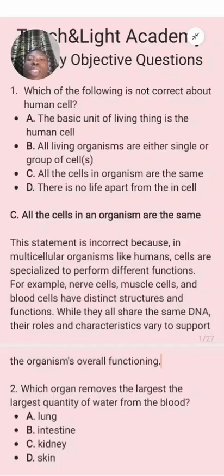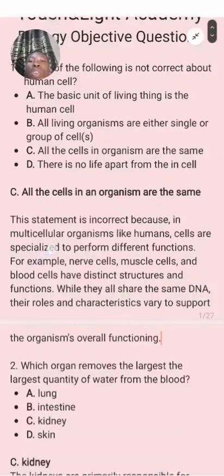So the statement is incorrect, because in multicellular organisms like human beings, the cells are specialized to perform different functions. For instance, we have the nerve cells, the muscle cells, and the blood cells. And they have distinct functions. They are not the same. Okay? Question 2.